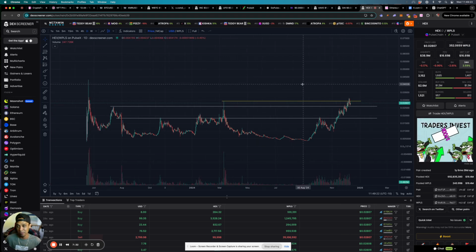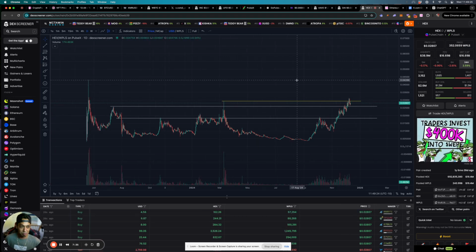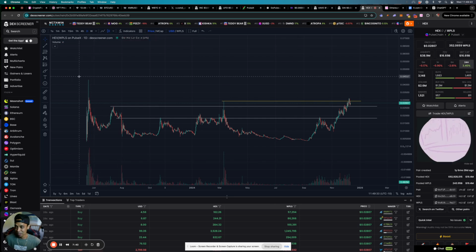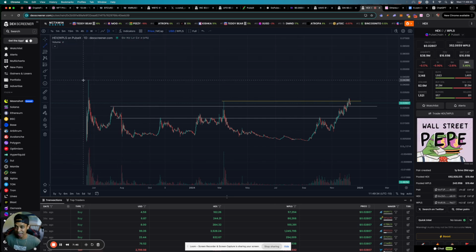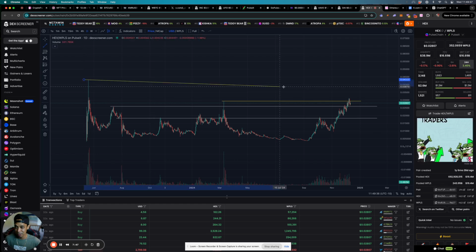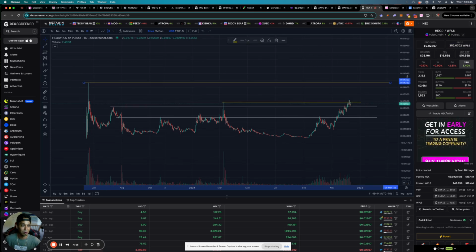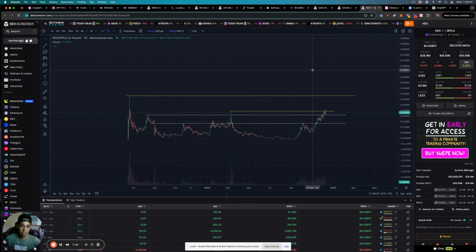And I think this little resistance here might be something, I wouldn't even really call this resistance, but this is what it started at, I'm guessing, 4.043. Once we clear that, that's going to be the next little area to look at. Once we clear that, I think it's just blue skies. Who knows where this thing's going to go. So HEX is looking very, very good in my opinion.